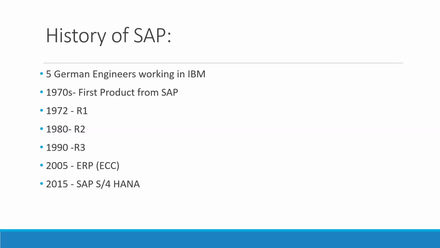Then around 1980 they released another version, R2. Then in 1990 came R3, in 2005 SAP ECC, and in 2015 they released SAP S4 HANA.